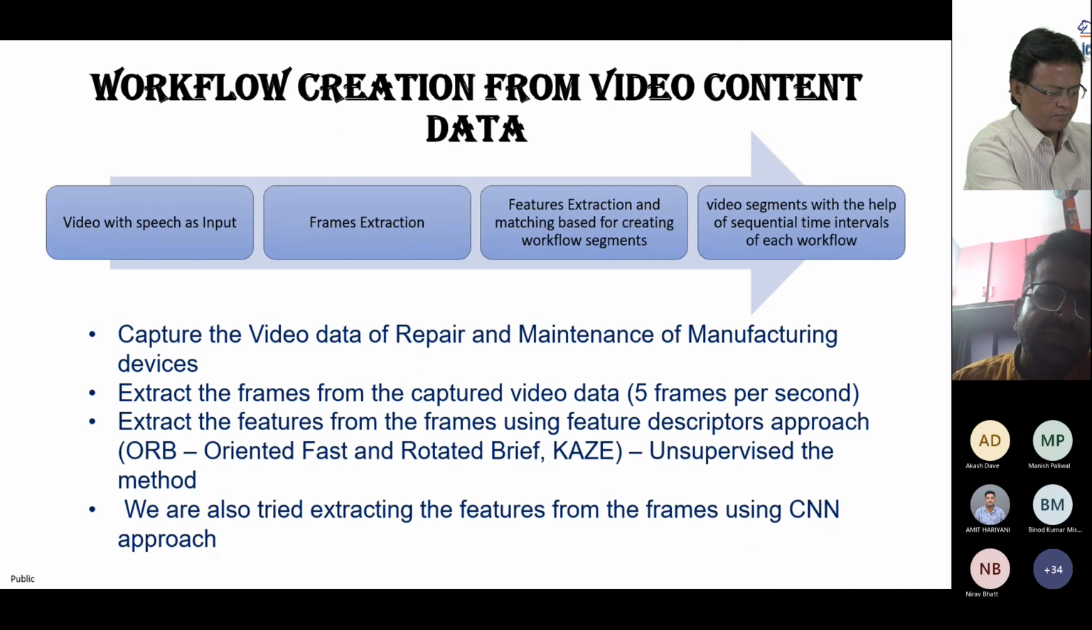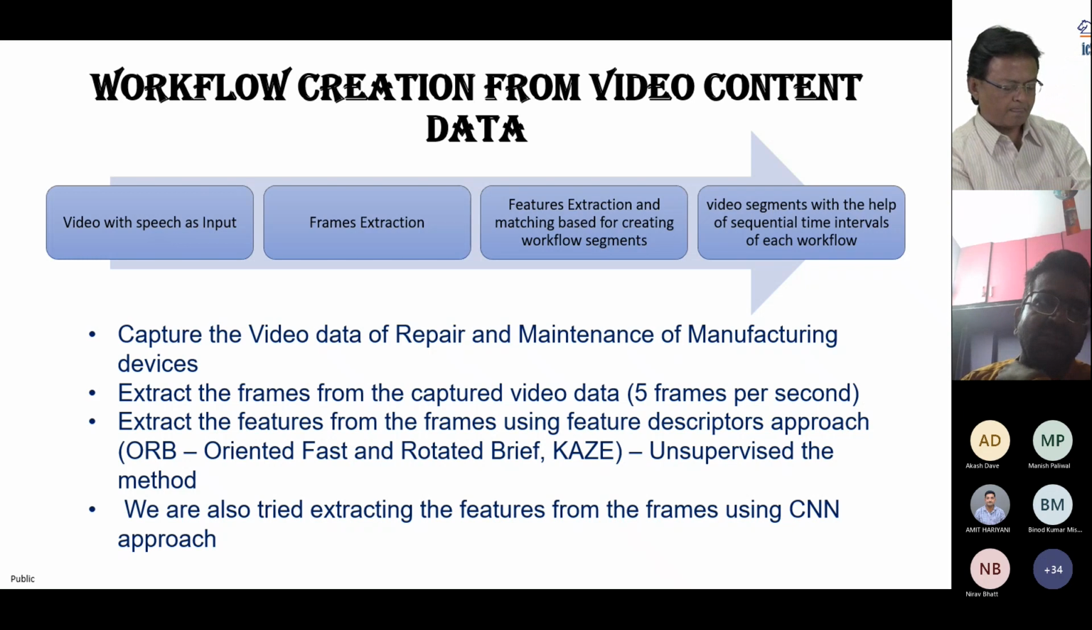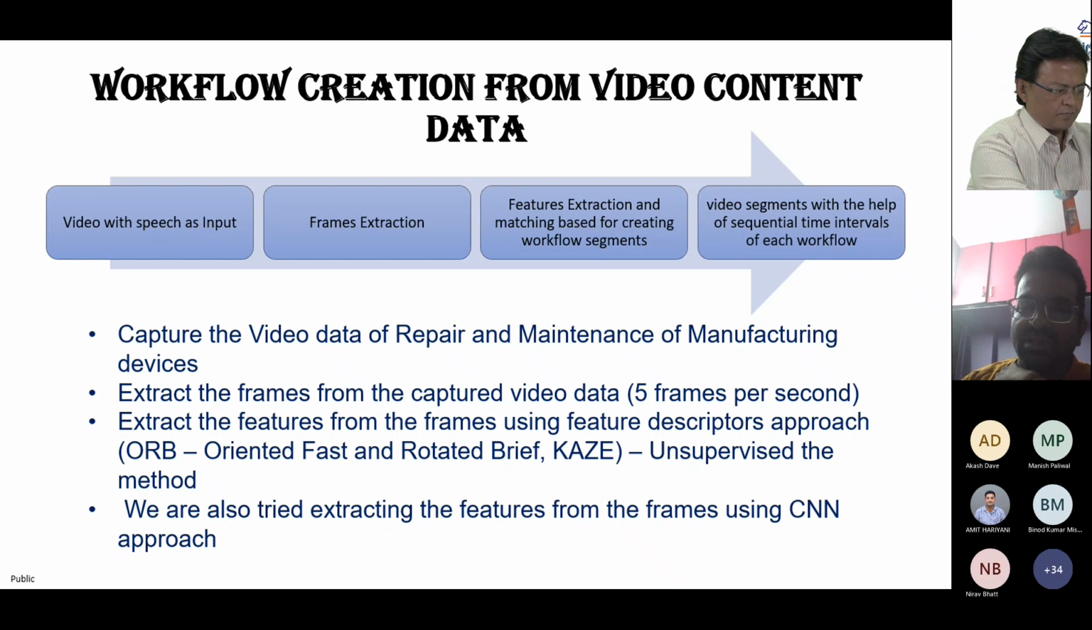So we use the video data with speech as an input, and we have used the ORB algorithm and KAZE, multiple algorithms, to extract the features, because the particular use case for our customers is related to repair and maintenance. We don't have any supervised information. We don't know what the different actions are and what the procedures for each action are, so we have to approach this with the unsupervised method alone.